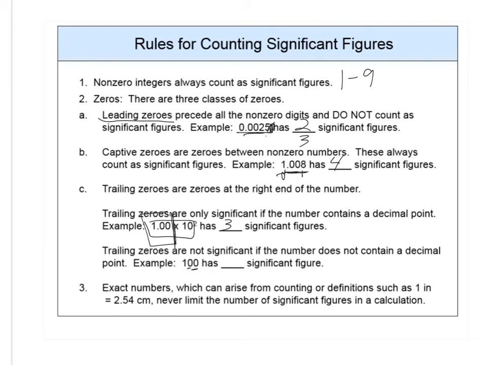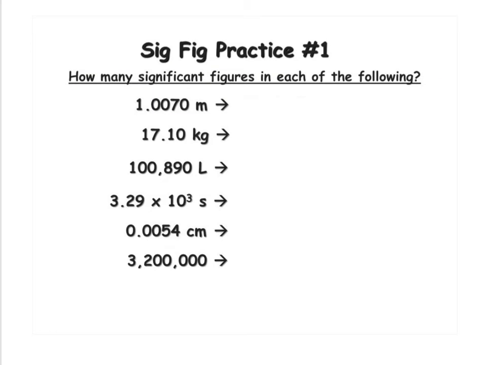These 2 are trailing zeros. They don't count. So this number here has 1 significant figure. If I had 100 and I put a decimal here, now we can say, hey, those zeros are sandwiched. They're captive zeros because they're between a number and a decimal. So those would count. And then finally we have exact numbers, which are conversion factors, which we'll talk about later in the week. Okay, so let's practice here.